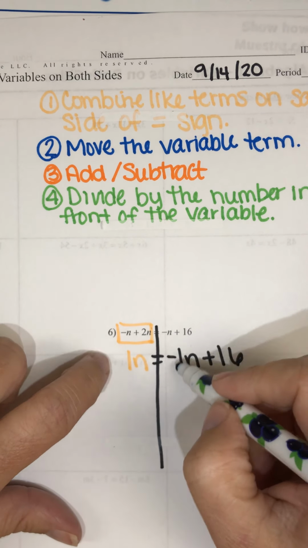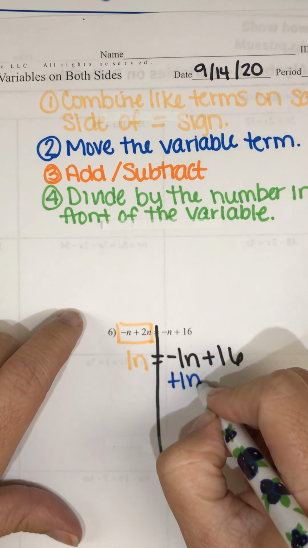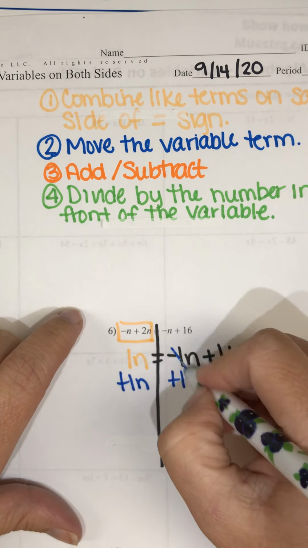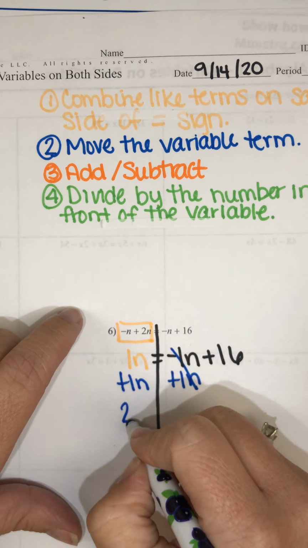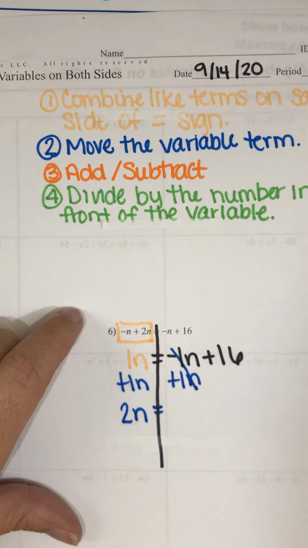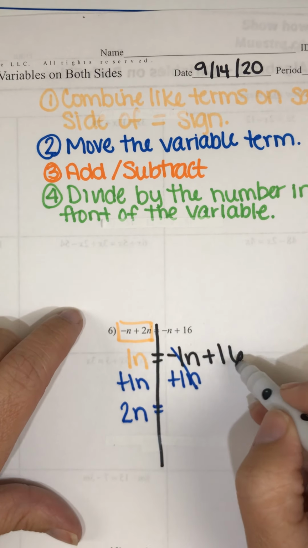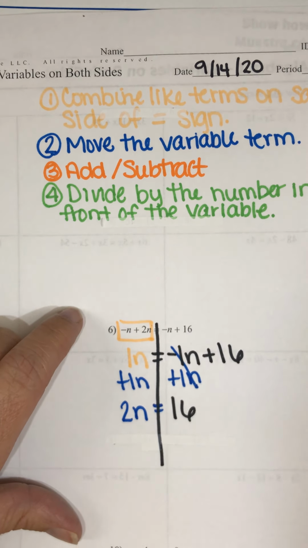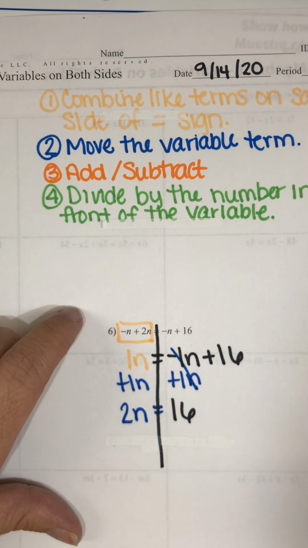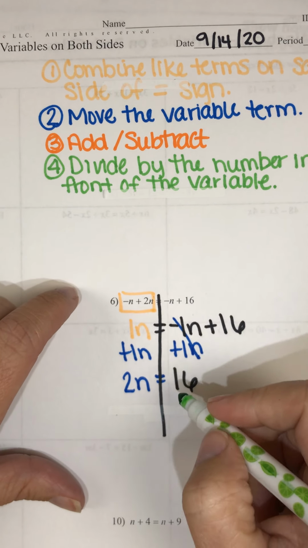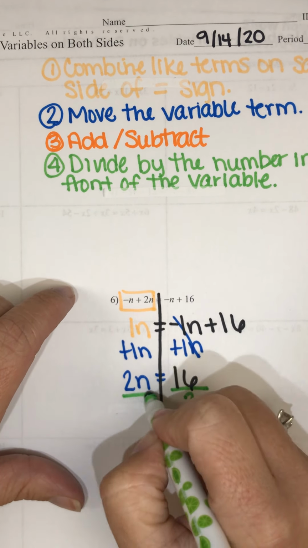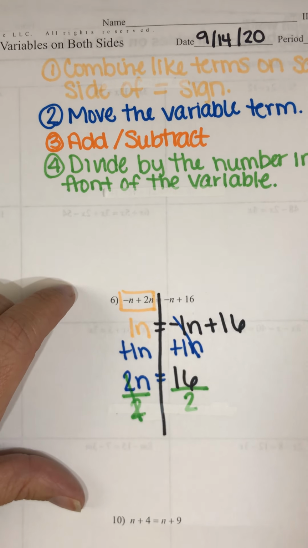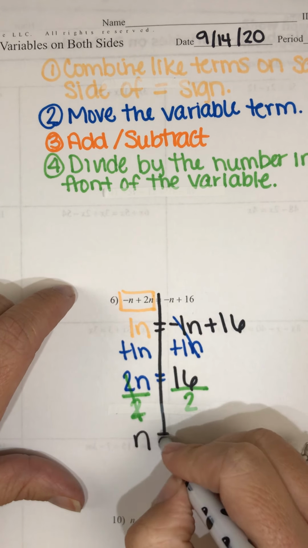Next, step 2 is to move the variable term. I'm going to move this variable term to the left side. I'm going to add 1n to both sides. These cancel. Now I'm left with 2n is equal to, the only thing that's left on this side is a positive 16. There's not anything that's being added or subtracted, so I'm going to just skip to step 4. That's to divide both sides by 2. And then I have n is equal to 8.